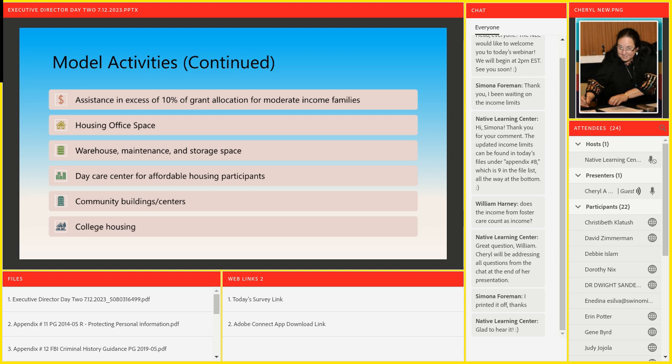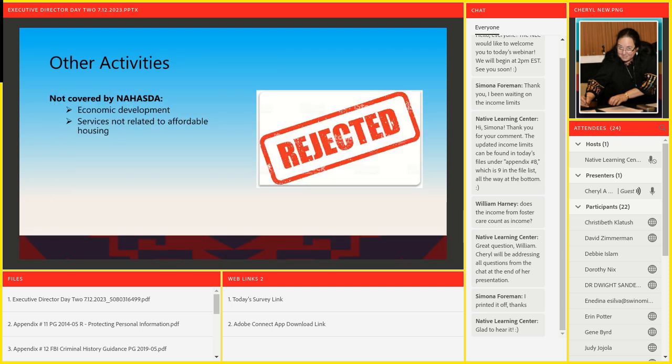I've seen that done once. Community buildings and centers. I did that one. College housing. Yeah, that's so all of it. Did the housing office space. So you can do these model activities. If that's what you want, call the HUD office first. It's the easiest way to do it and say, is this an eligible model activity?